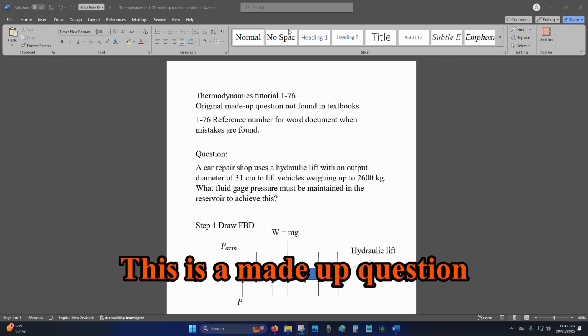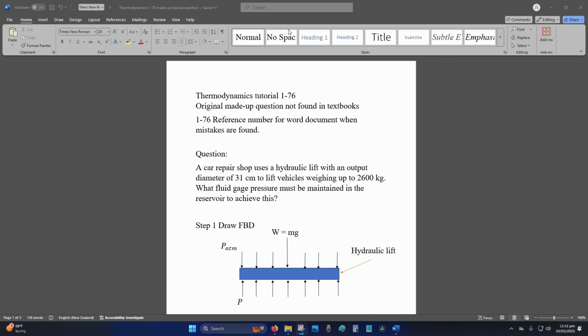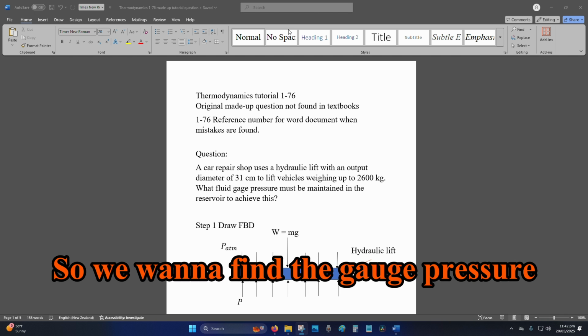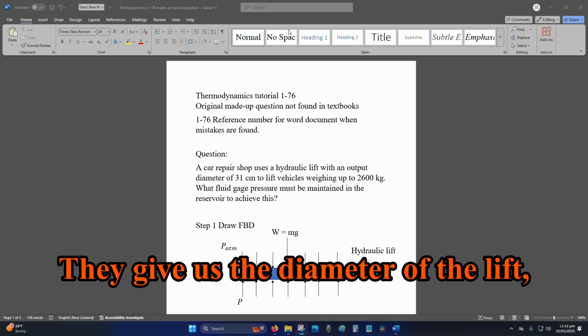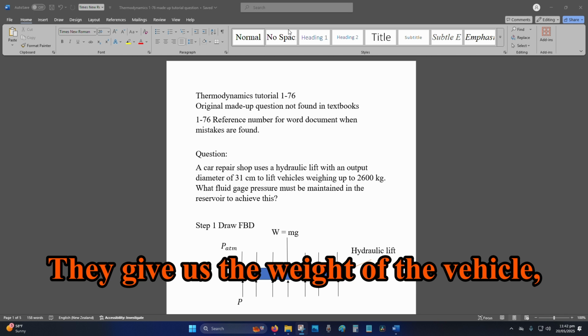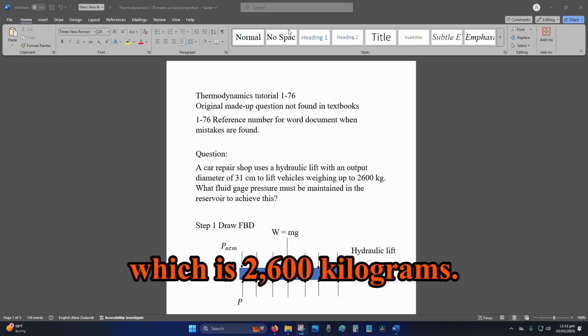This is a made-up question not found in your textbooks. So we want to find the gauge pressure to counteract the weight of the vehicle. They give us the diameter of the lift, which is 31 centimeters. They give us the weight of the vehicle, which is 2,600 kilograms.